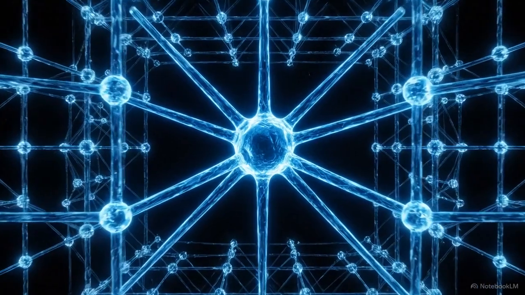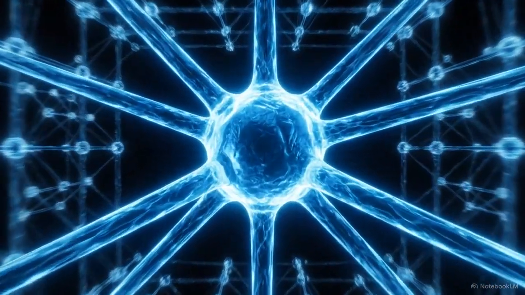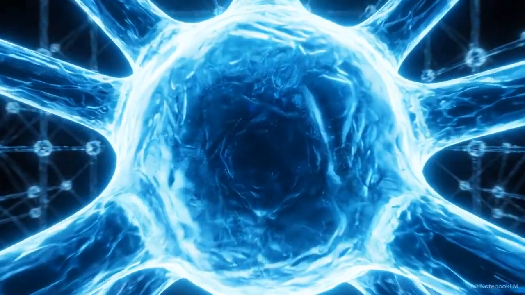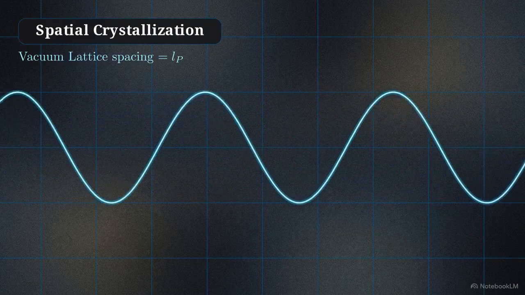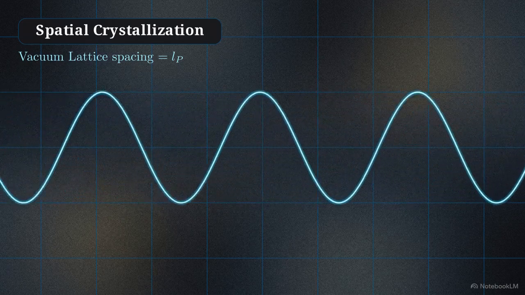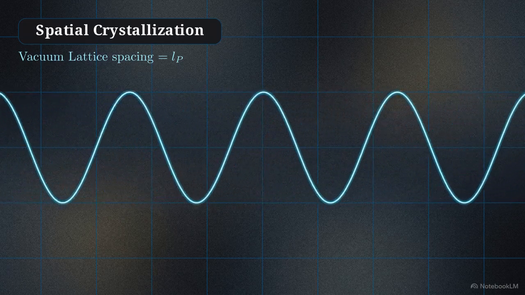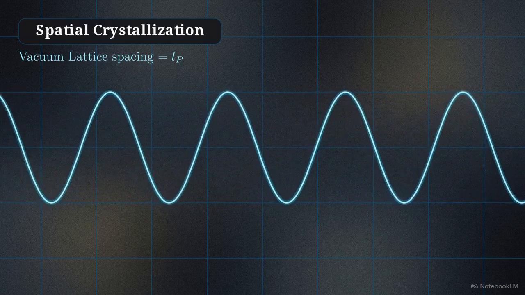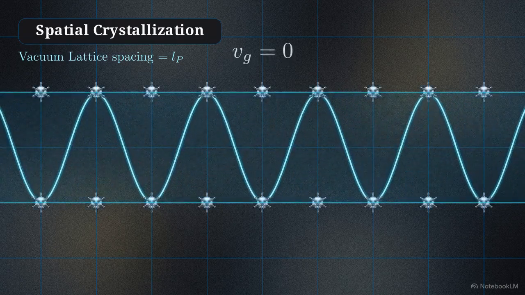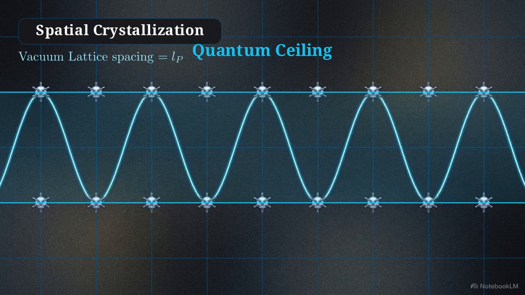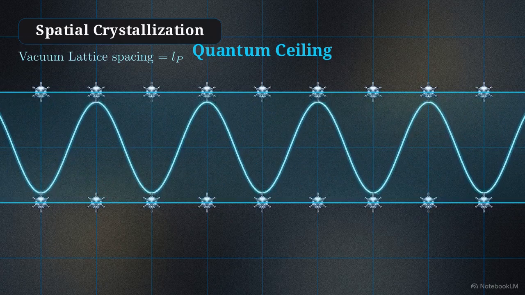To find the final limit of this system, we push our scale to the absolute bottom of the universe, the Planck limit. Here we encounter spatial crystallization. As a wave's frequency hits the Planck limit, its peaks align exactly with the vacuum lattice. Unable to oscillate faster than this grid, forward velocity drops to zero. The energy freezes into standing waves, creating a hard quantum ceiling.